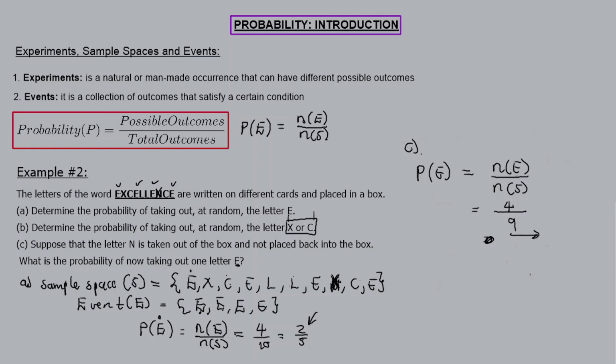So this lesson ends here. This was just an introduction to probability. I hope you enjoyed it.